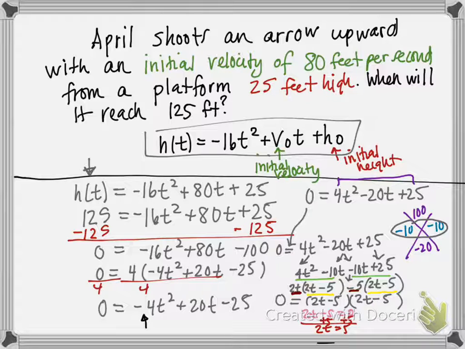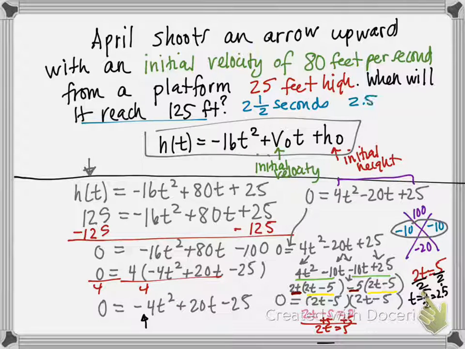And if you divide, I'll write that here. 2t is equal to 5. If I divide both sides by 2, I get t is equal to 5 halves, or 2.5. So to answer our question here, when will it reach 125 feet? At 2.5 seconds.